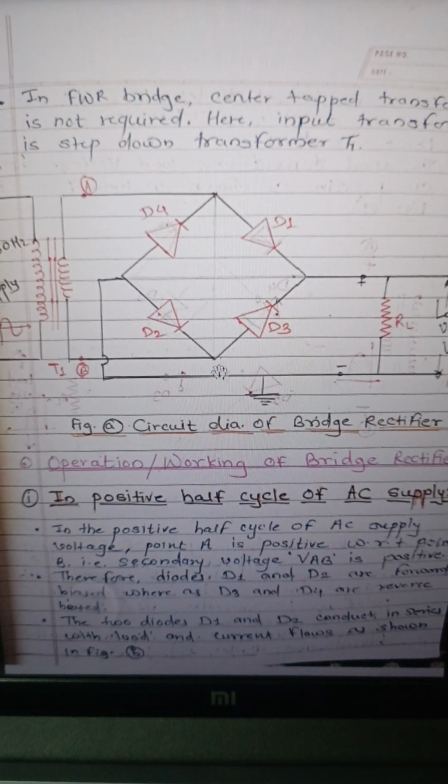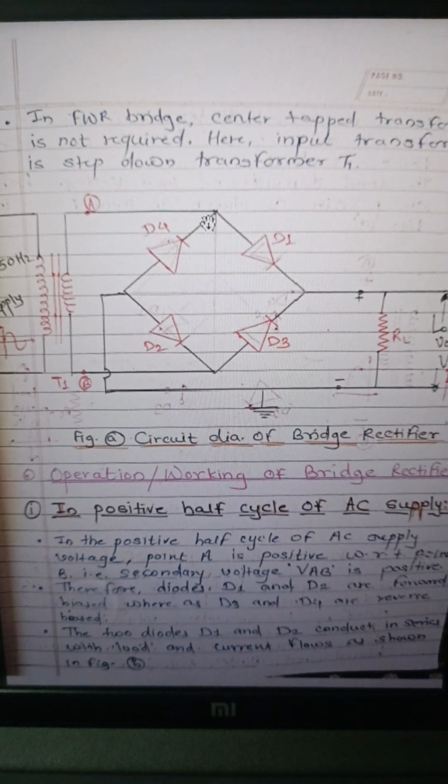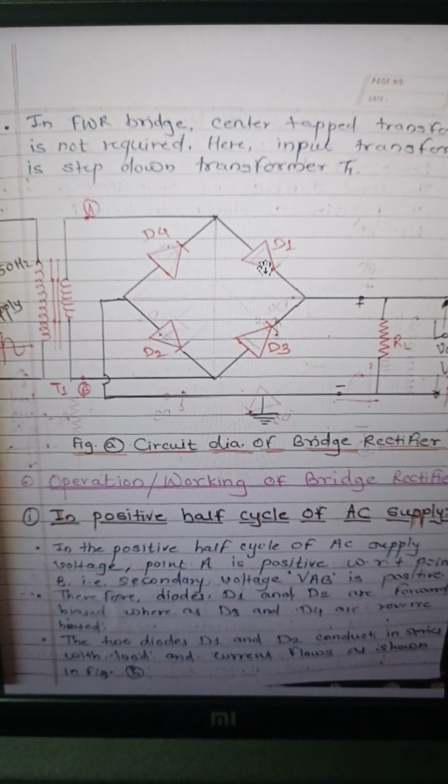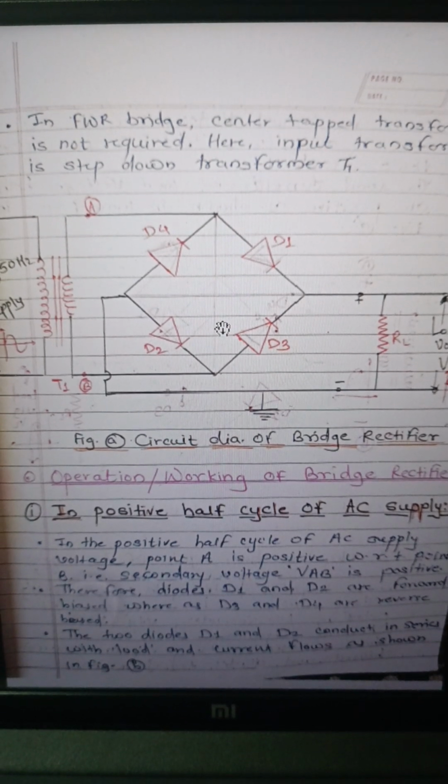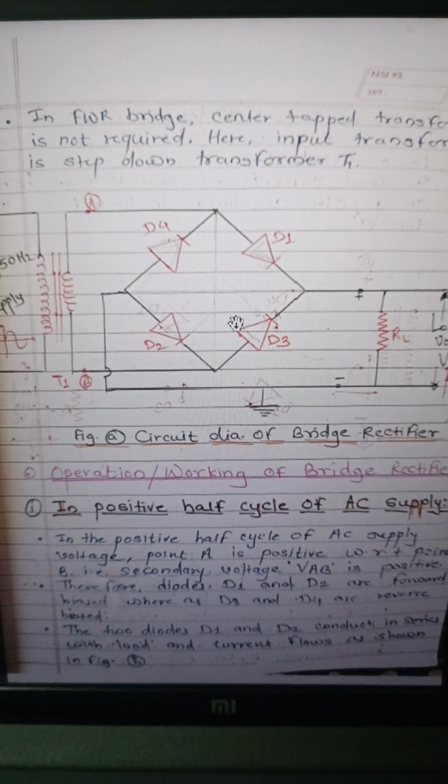So this is a diamond shape, which is similar to the Wheatstone bridge. That's why it is called a bridge rectifier. So in a diamond shape, 4 rectifiers are connected to each other.